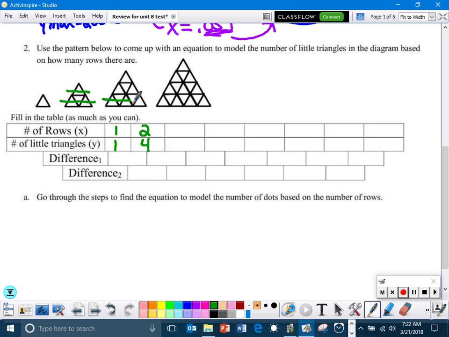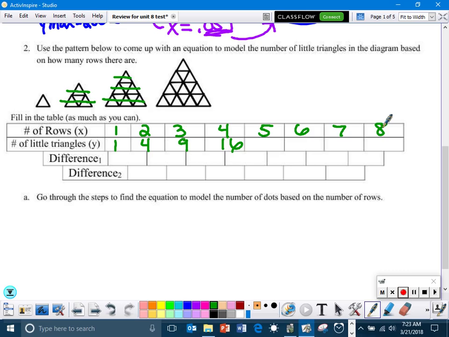The next one has 3 rows, and it has 9 triangles. Okay, the next one has 4 rows, and it has 16 triangles. Okay, hopefully, excuse me, hopefully you can see the pattern. The next one obviously is 5 rows, 6 rows, 7 rows, 8 rows.